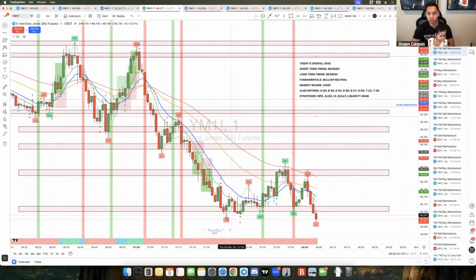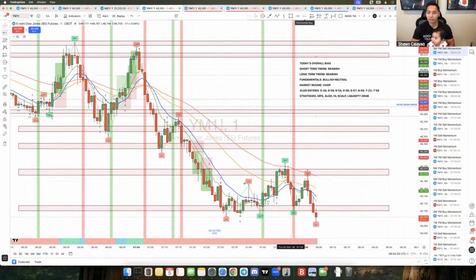So initially we were looking for price to hold this lower low. Price is now pushed below it. And now there's no... I don't know if we'll get a buy signal, honestly.